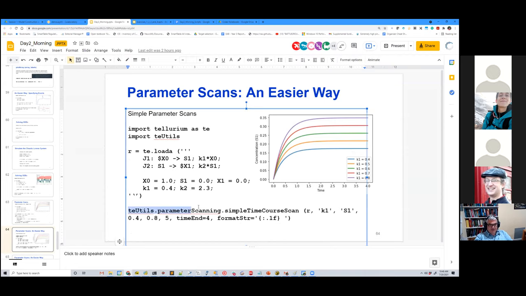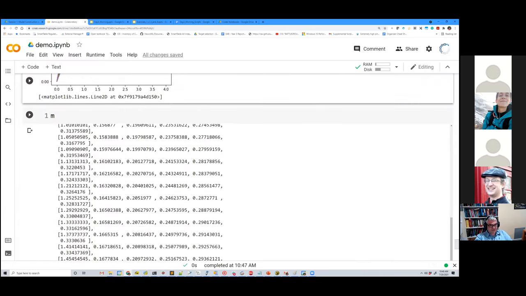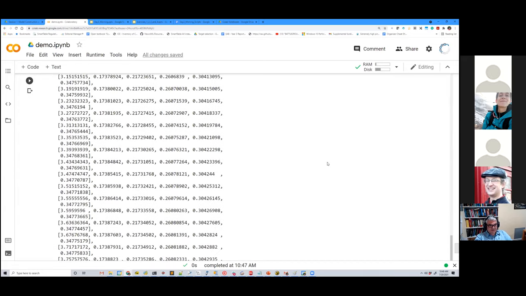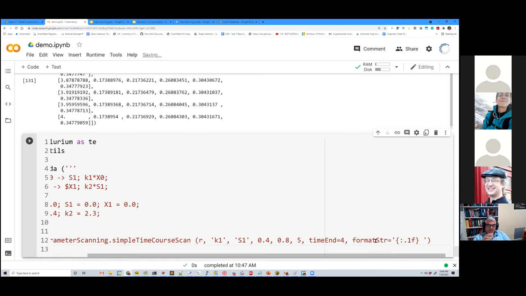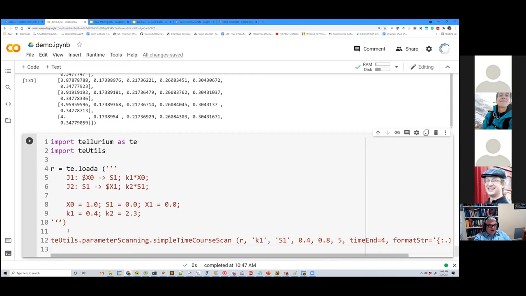In the tools, I do have a parameter scanning function for doing just simple scans. So if I take this and put this in here, where is it? Down here. It's called parameter scanning, and there's only one call, simple time course scan. You need to pass it a roadrunner model, the parameter you want to scan, the thing you want to observe, the range over which K1 is changing, the time when it ends, and any format you want for the legend. So if you run that, I just have to change this, and it will work.